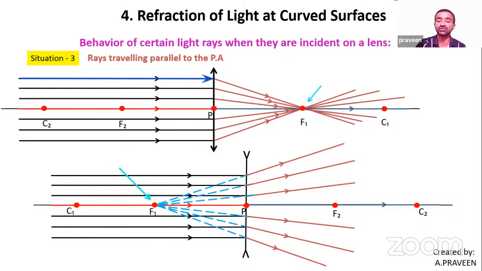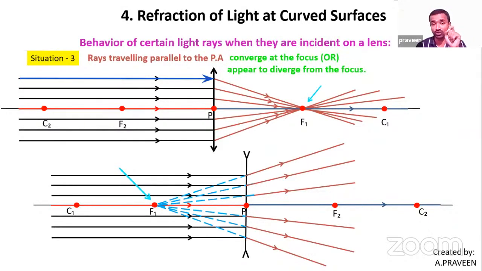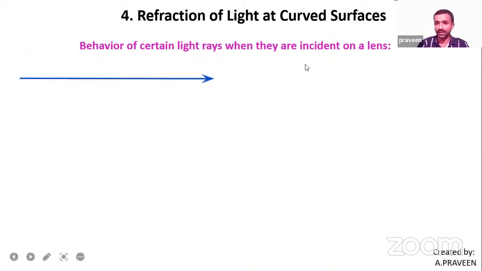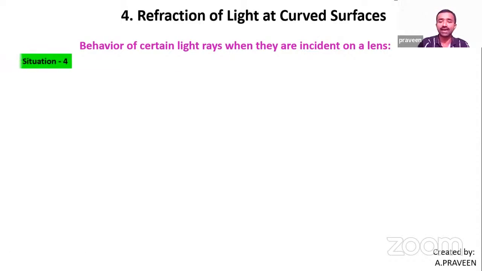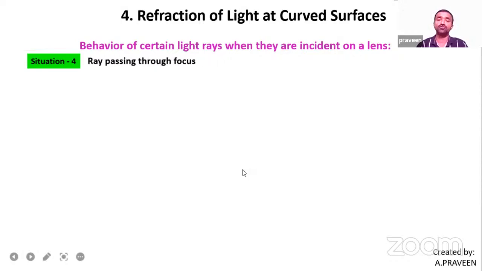So this is situation number 3. What we generalize from situation number 3: rays traveling parallel to the principal axis and incident on a double convex lens converge at the focus. If incident on a double concave lens, they appear to diverge from the focus. Then we go for situation number 4, that is, what happens when light rays pass through the focus.